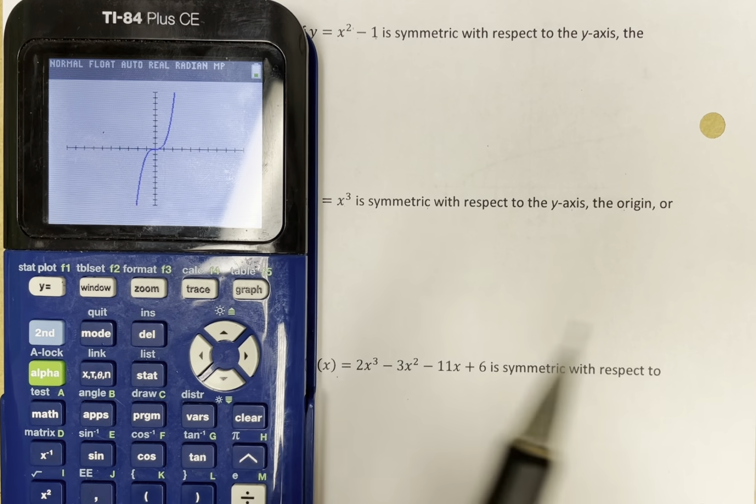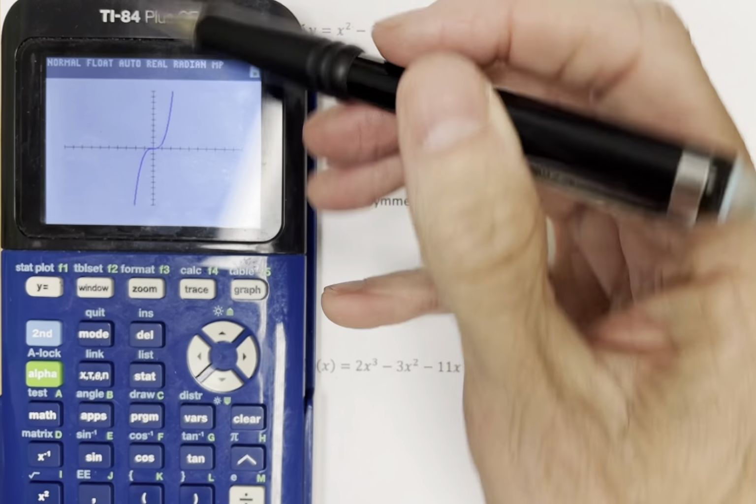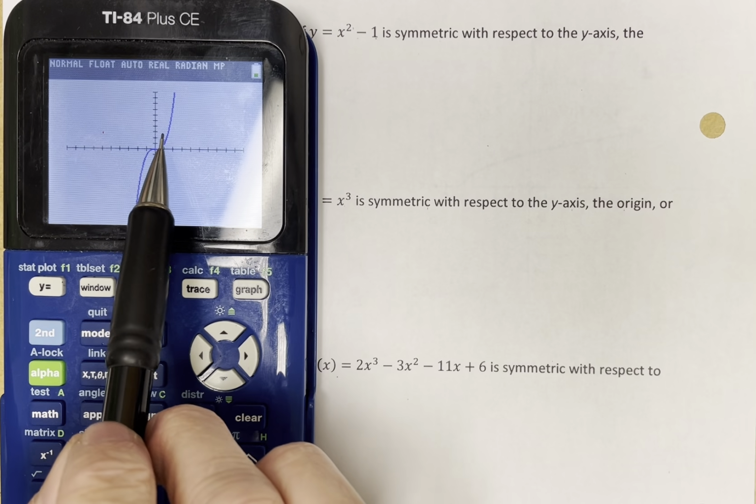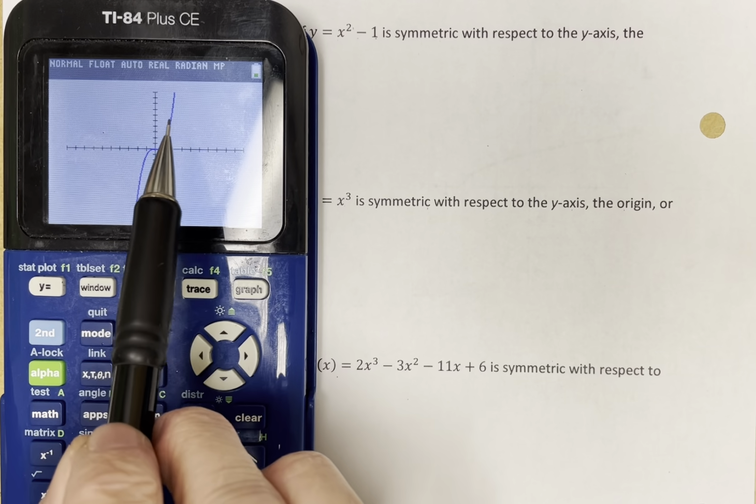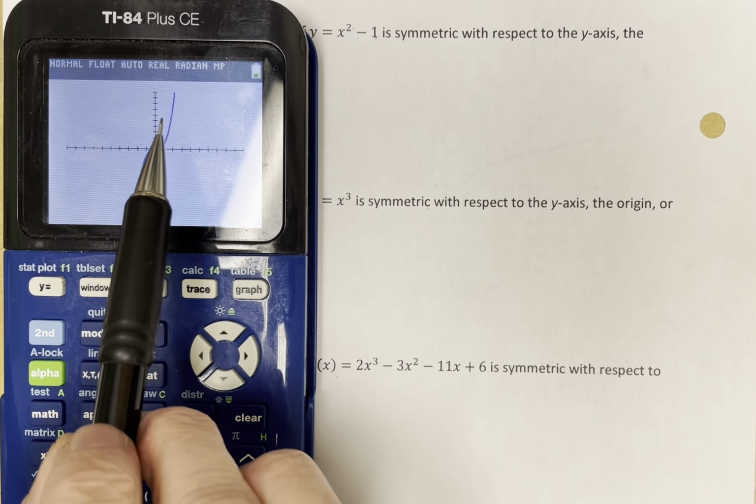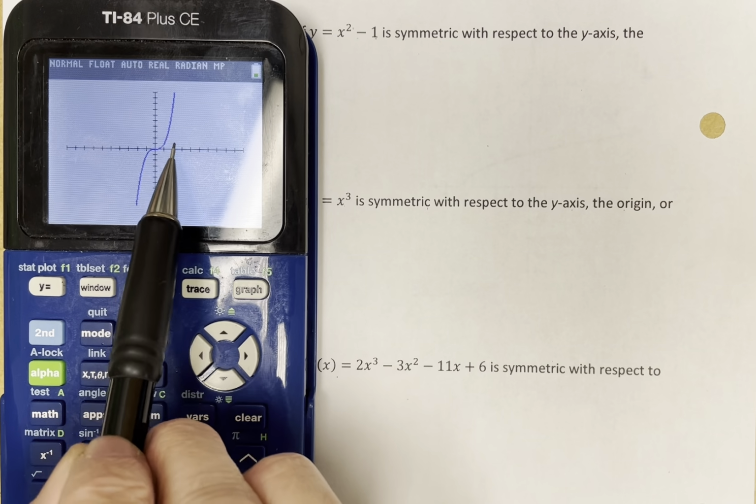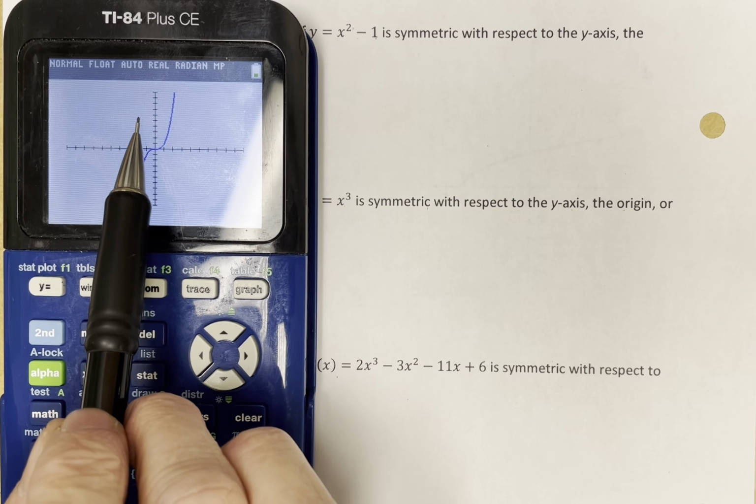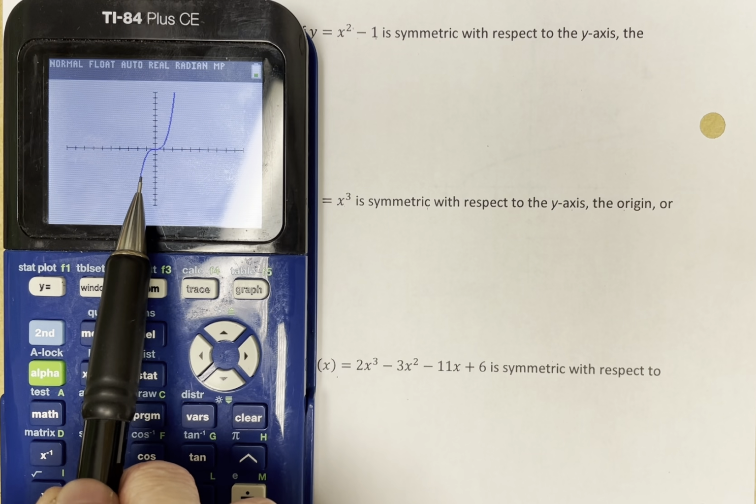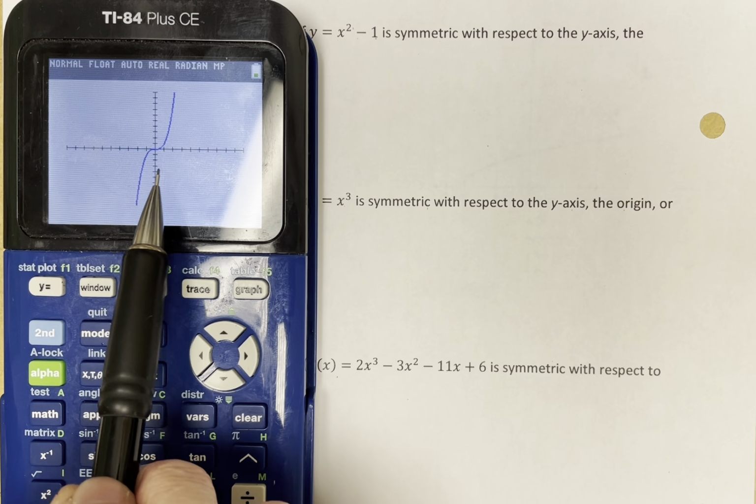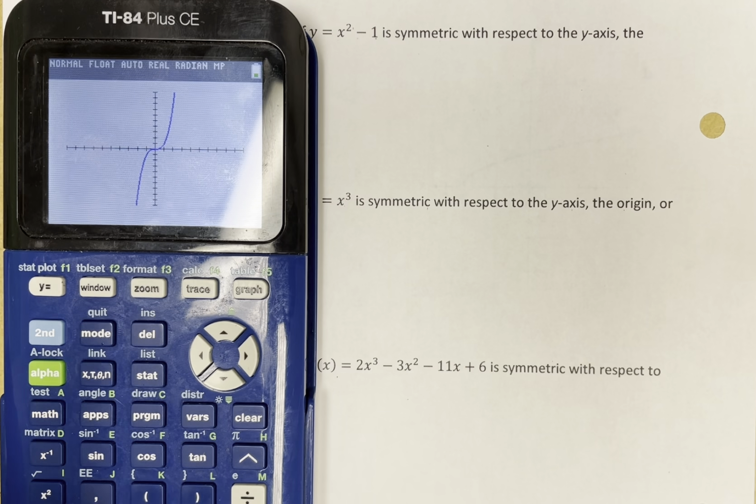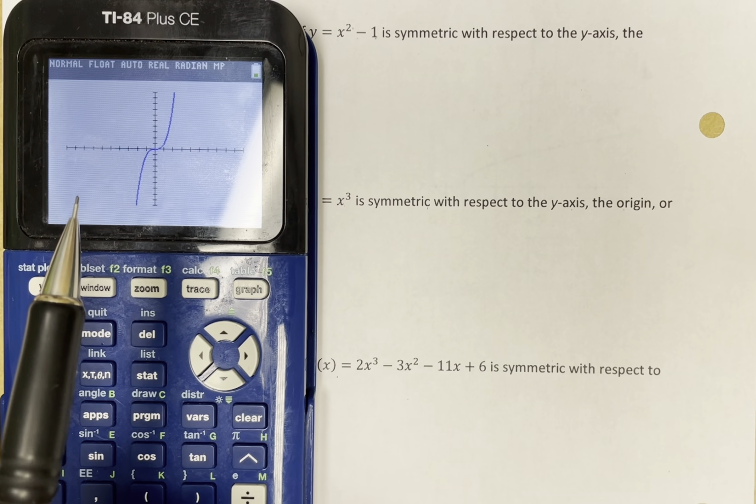Does it have y-axis symmetry? Is one side of the y-axis the reflection of the other side? You can clearly see no. This part above the x-axis does not reflect over here, and this part below the x-axis does not reflect over here. So there is no y-axis symmetry.